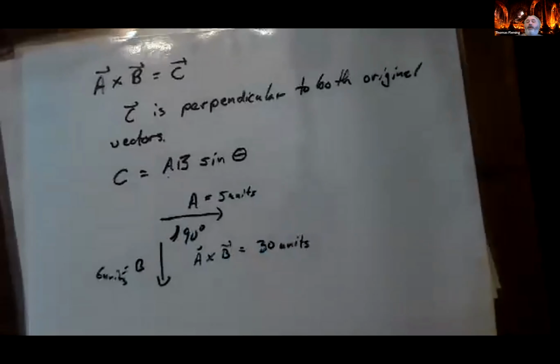But what direction would it point? Because it's got to be a vector. And we had to learn what direction that was. There's a rule for that. It's called the right-hand rule.